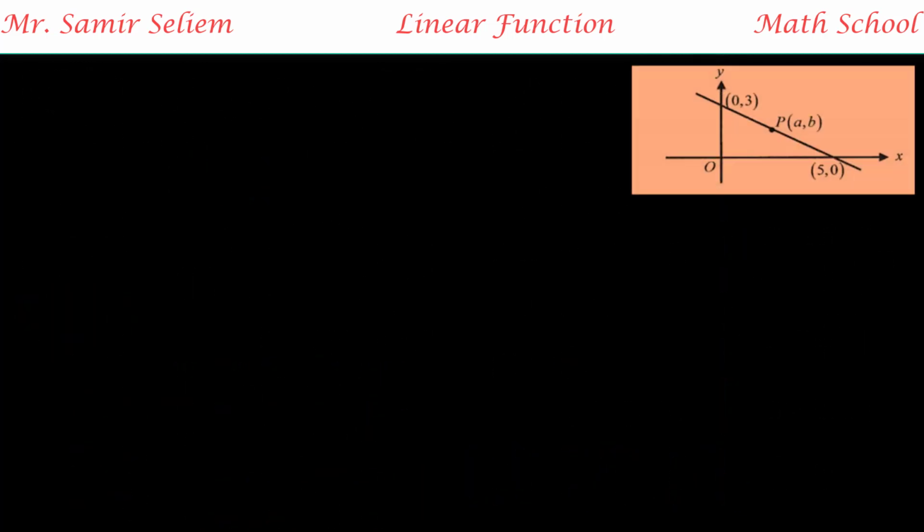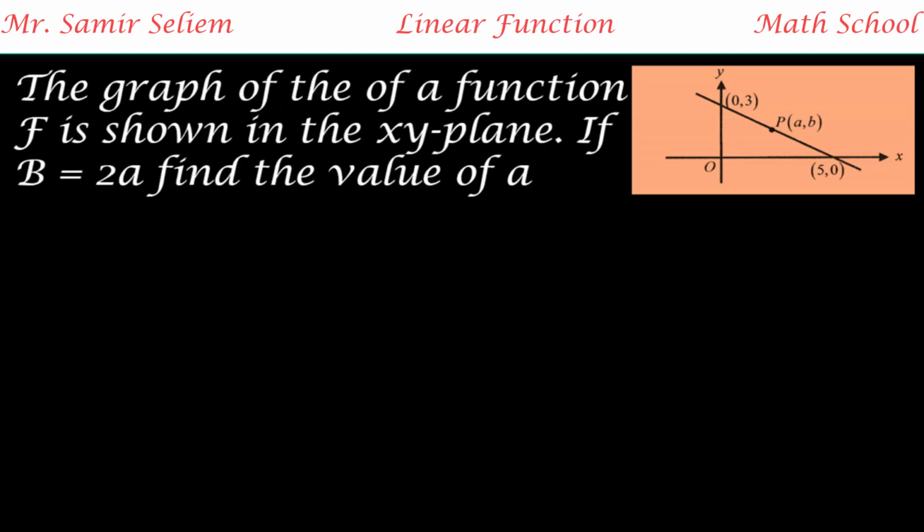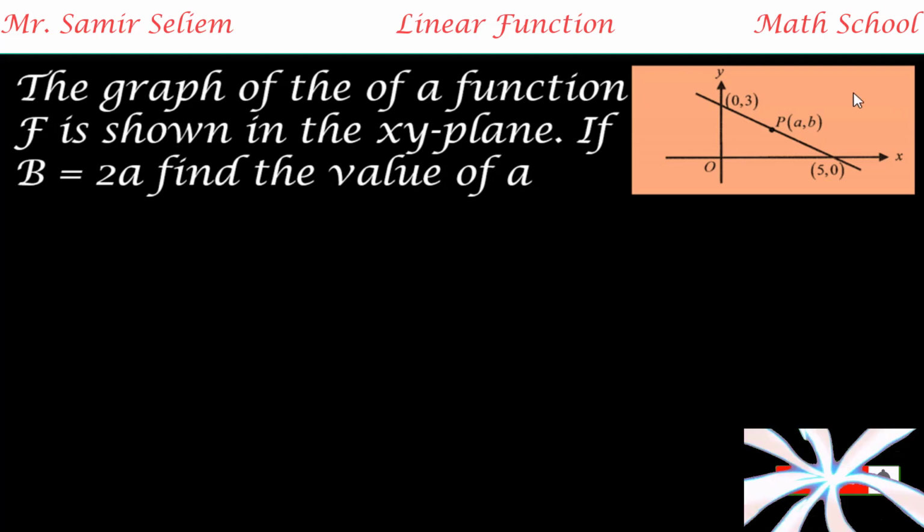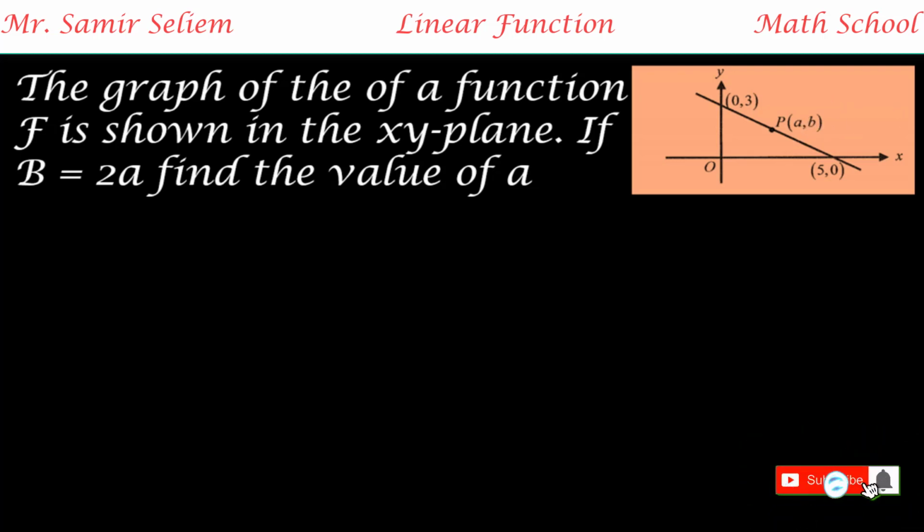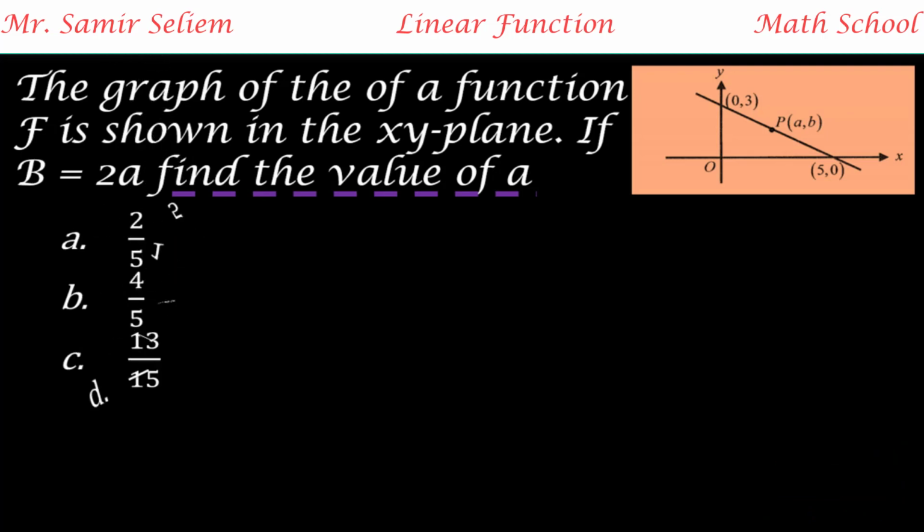Let's have an example. We have here this shape, a straight line, and we have 3 points on the straight line on the graph of the linear function. The graph of the linear function f is shown in the xy plane. He said if b equals 2a, find the value of a. How can we find the value of a?